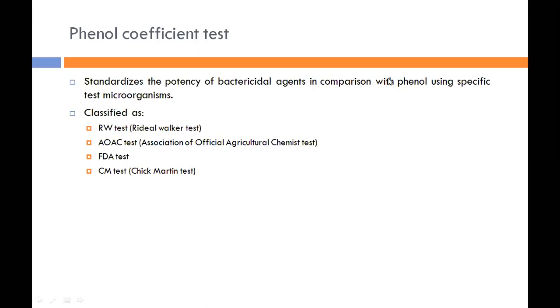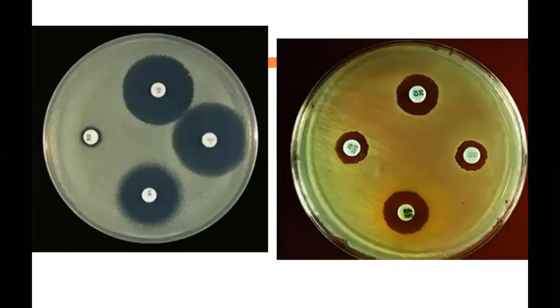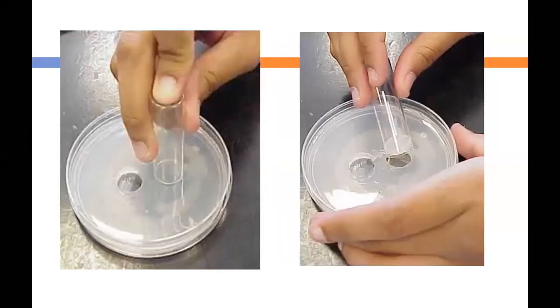This method is known as the phenol coefficient test. But before we go ahead with the phenol coefficient test, there is a small part of the agar test method that was left to discuss. Another variable of this method is known as the cup-plate method.